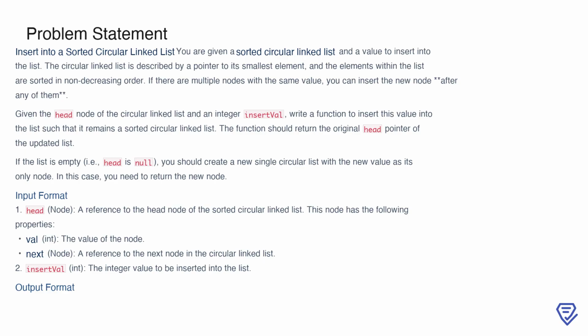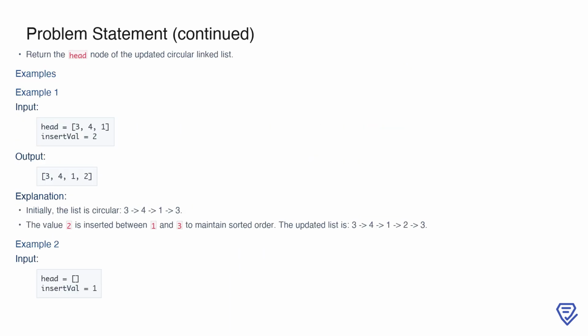This function should insert the value while maintaining the sorted order and return the original head of the updated list. If the list is empty, meaning the head is null, we will create a new single-node circular list with the given value and return this new node as the result. The function we write should return the updated head node of the circular linked list.